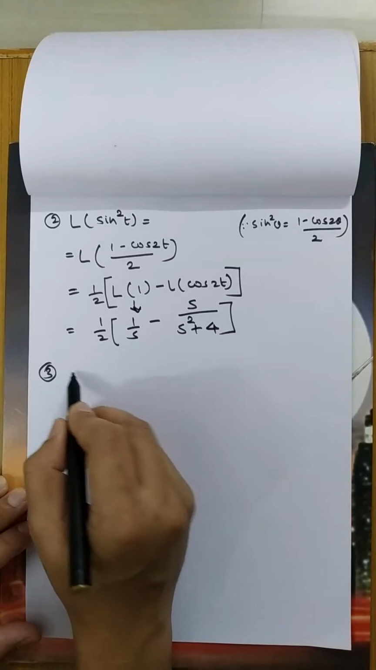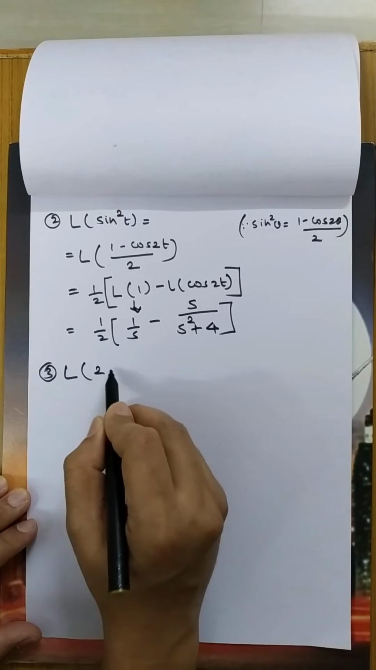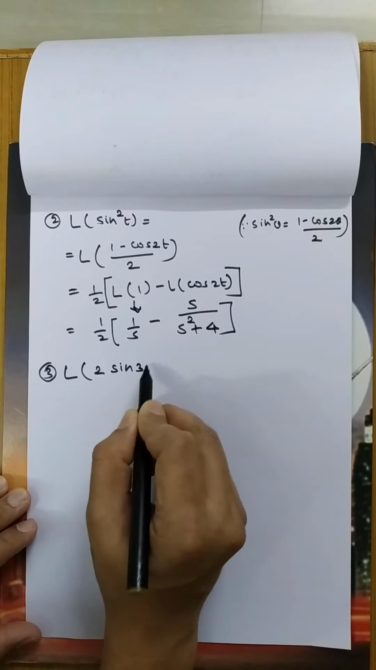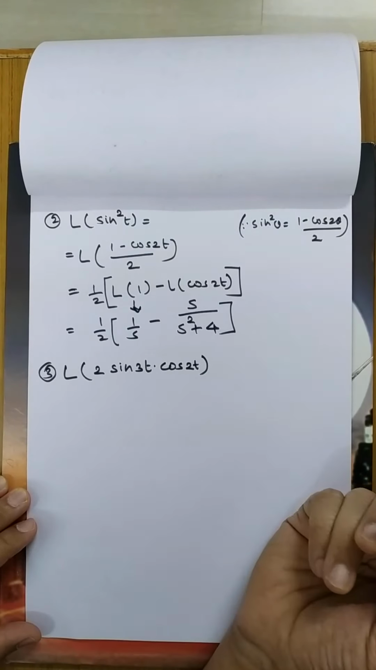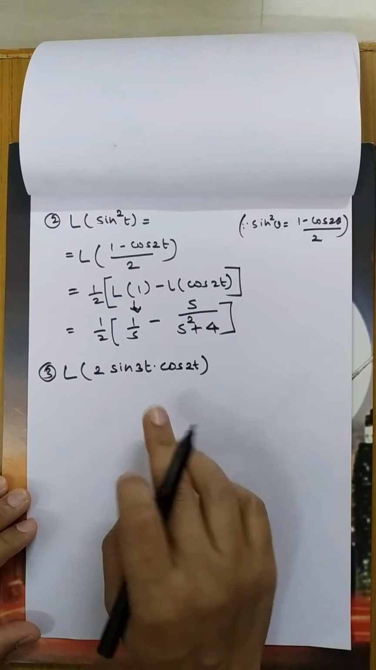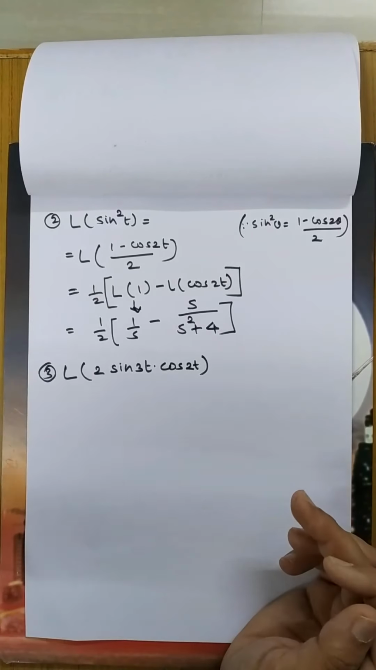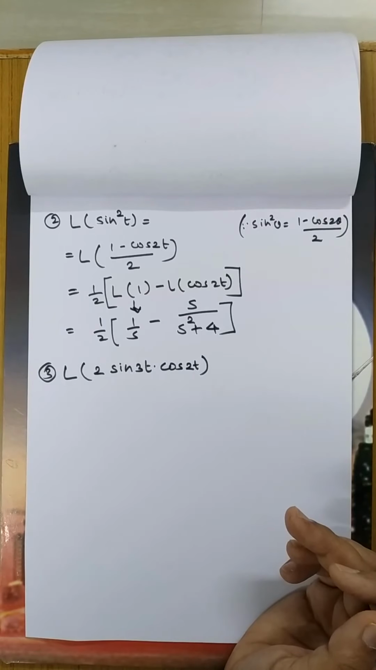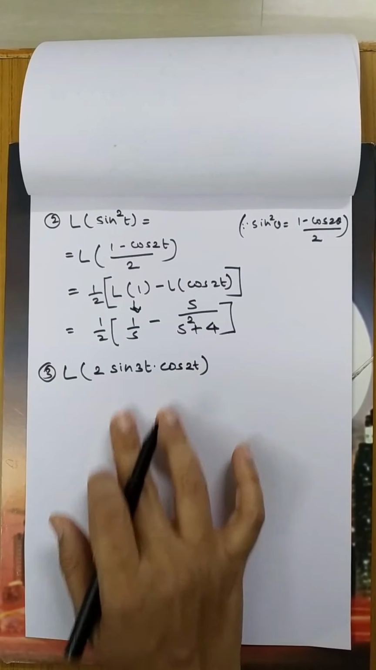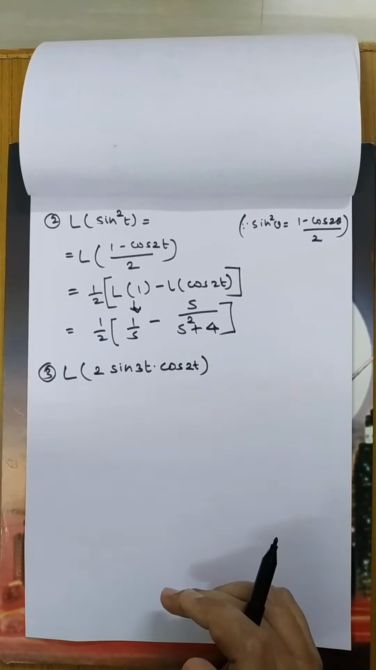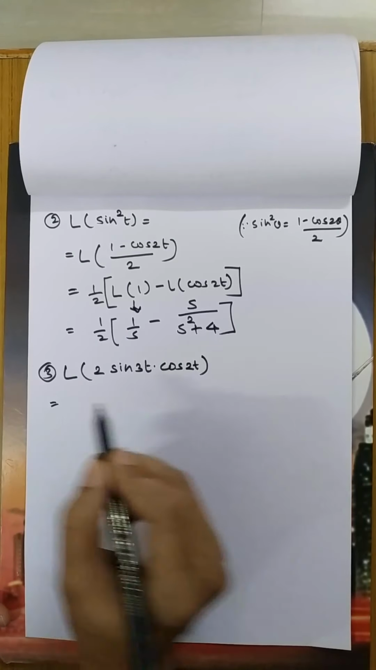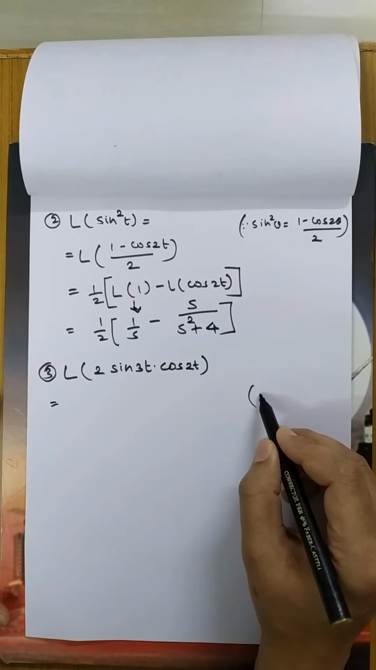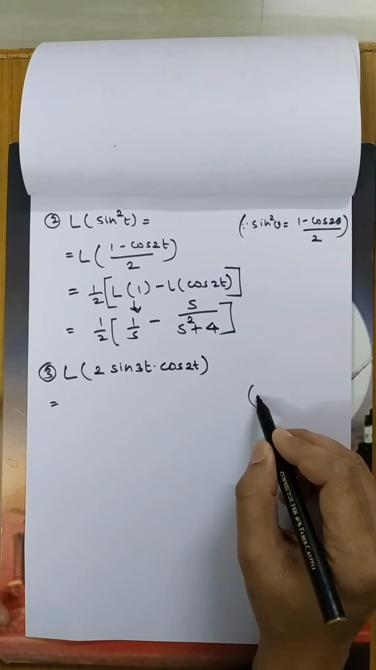Now the third question. Think about this case, 2 sine 3t into cos 2t. How to take the Laplace of this function? Here it is the product of two trigonometric functions, right? So we simply cannot apply the Laplace transform of sine and cos, but we have to think about the property. First we need to separate these two functions. We have various formulas to separate the functions.